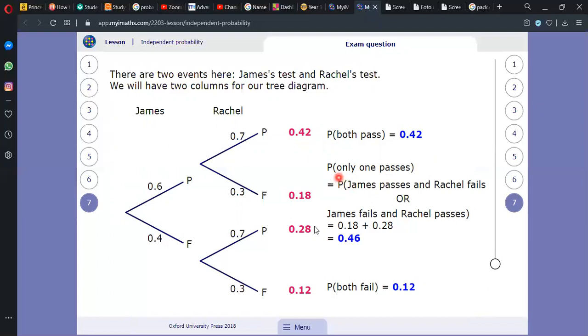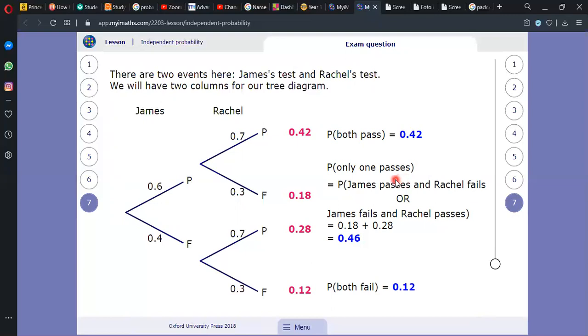The probability of only one passes. That means if only one passes, the other must fail. So that means James passes and Rachel fails, or James fails and Rachel passes. So when we say only one passes, don't just pick one person. You have to write out the possibilities. One person, they didn't tell you who the person should be. So there has to be possibilities. So it's either it is James that passes or it is Rachel that passes. And if James passes, Rachel will be failing. So James passes and Rachel fails, or James fails and Rachel passes.